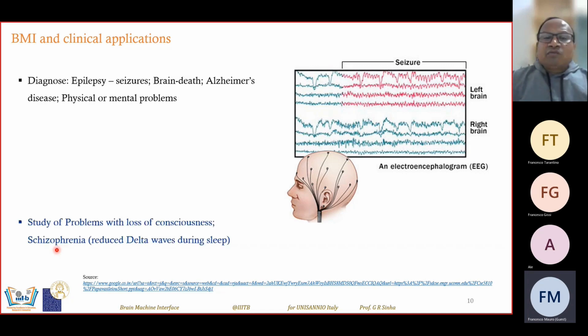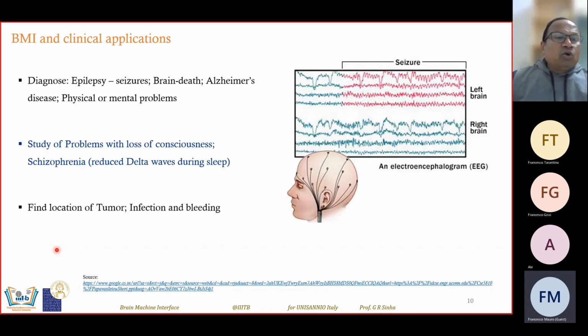So in clinical application, what do we do? You all know that in diagnosis of epilepsy, it causes seizure. You see here, in case of seizure, how the left brain and right brain are affected in the EEG signal. Alzheimer's disease, physical or mental problem, study of problems with loss of consciousness. Schizophrenia, reduced delta waves during sleep. So when you go to sleep, you must have enough delta waves. Otherwise, you will not have normal sleep.